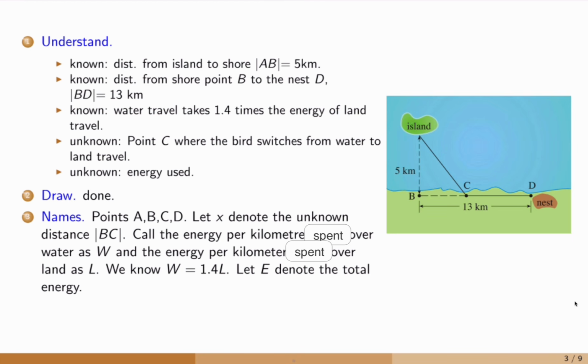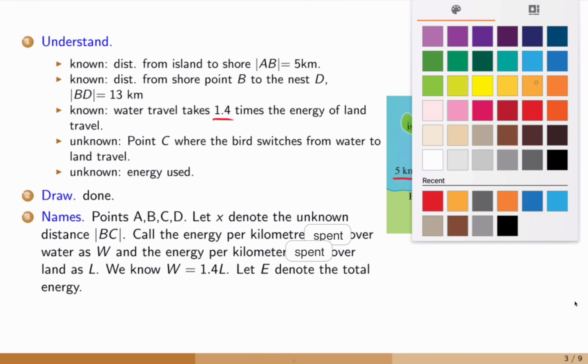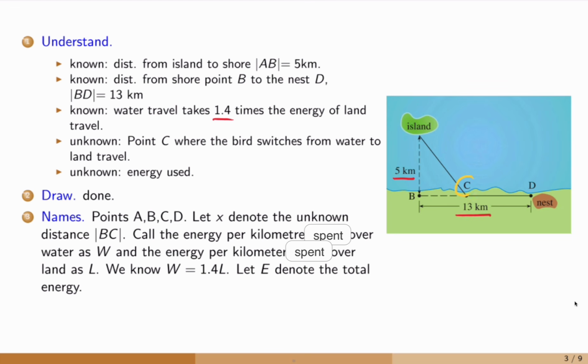First step was to understand the problem, see what we got. So we know the distance from the island to the shore, 5 kilometers. We know the distance from the point B to the point D where the nest is, which is 13 kilometers. We also know the water travel takes 1.4 times more energy than the land travel. Unknown, however, is a point C. So let me introduce another color. So the point C here is unknown. We don't know where it is. And unknown is the energy which we use. The sketch is done, but here in this case the sketch is actually rather important.